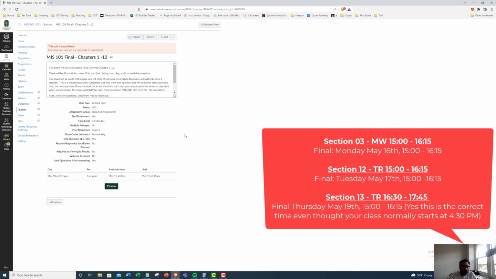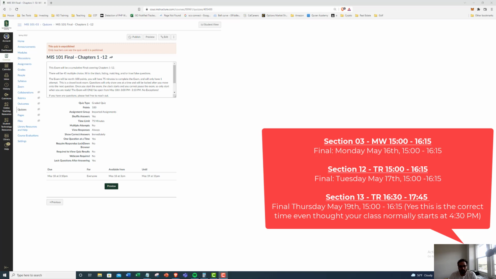It's going to be 100 points, 75 minutes to complete it. And there's going to be 45 questions: multiple choice, true/false, fill in the blank, and matching, they all go together. The exam date is going to be listed right up here in the red comment annotation section. Based off of your section of this class, that's going to be your exam start time and date.